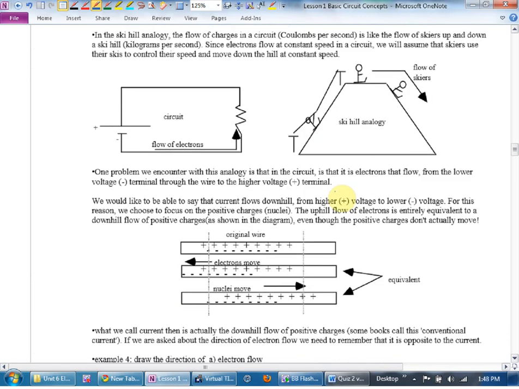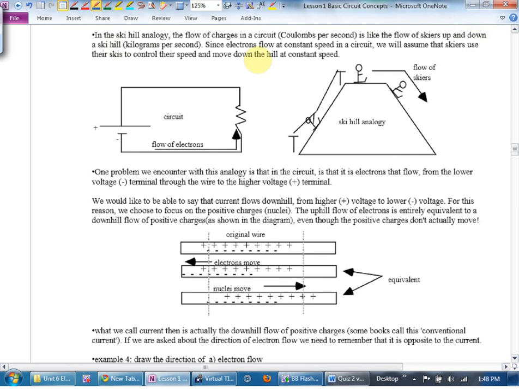I said that voltage is like the chairlift. I said that a resistor is like the ski hill where you lose voltage, where you lose energy, where you get back down to ground level. What's current like? Current is like the number of skiers and how fast they can ski. It's like the flow of skiers up and down a ski hill in kilograms per second if you're talking about skiers, in coulombs per second if we're talking about current.